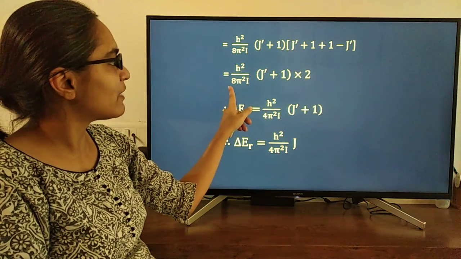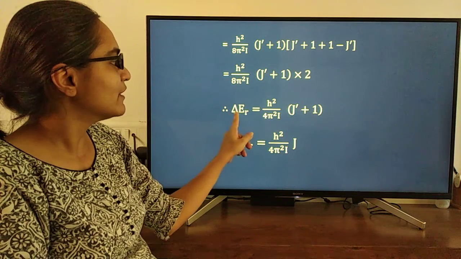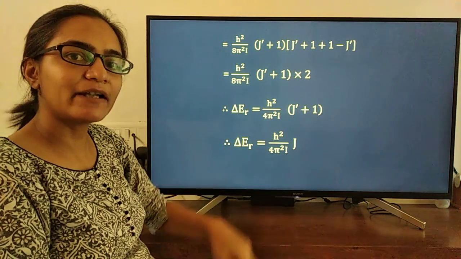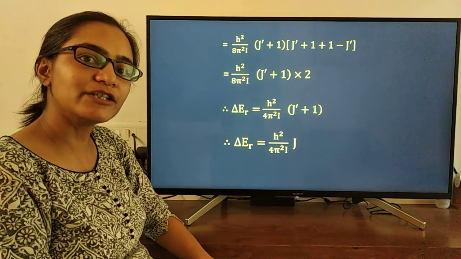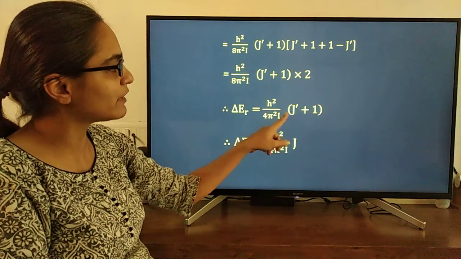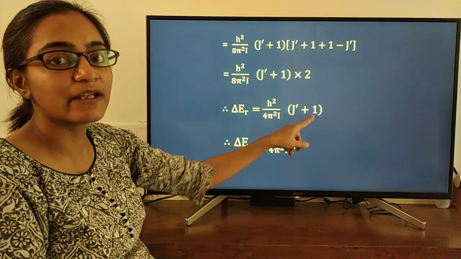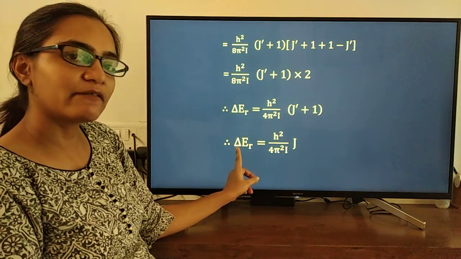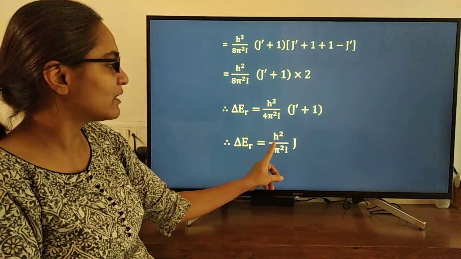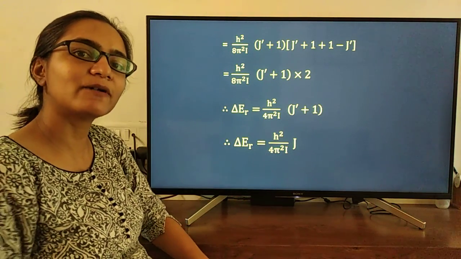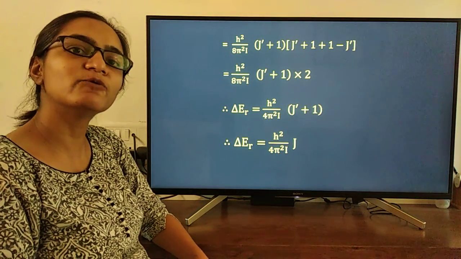And 2 multiplied by 4 gives 8, so the equation becomes h square upon 4 pi square I into J prime plus 1, and we indicate J prime plus 1 as J. So the equation for the rotational energy difference is equal to h square upon 4 pi square I into J.